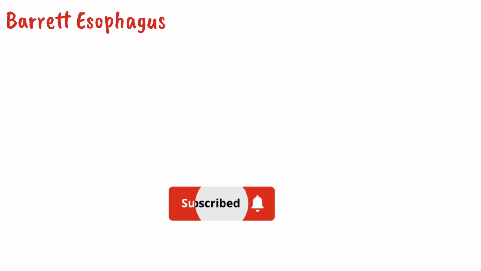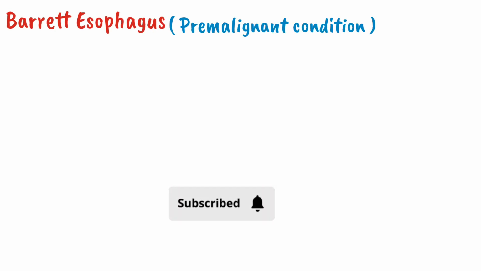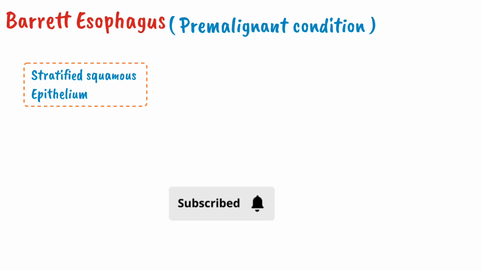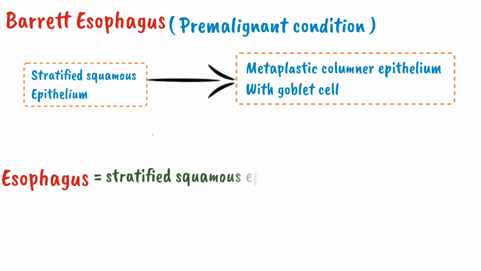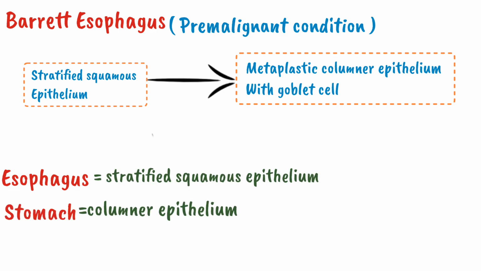Barrett esophagus is a pre-malignant condition in which the stratified squamous epithelium of the esophagus is replaced by metaplastic columnar epithelium with goblet cells. What actually happens in Barrett esophagus? Under normal circumstances, the esophagus consists of stratified squamous epithelium, while the stomach consists of columnar epithelium.